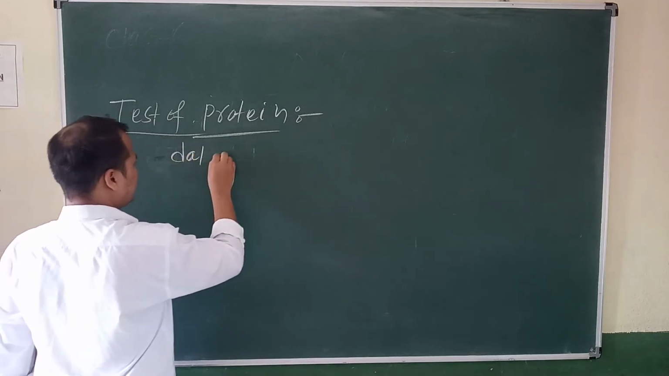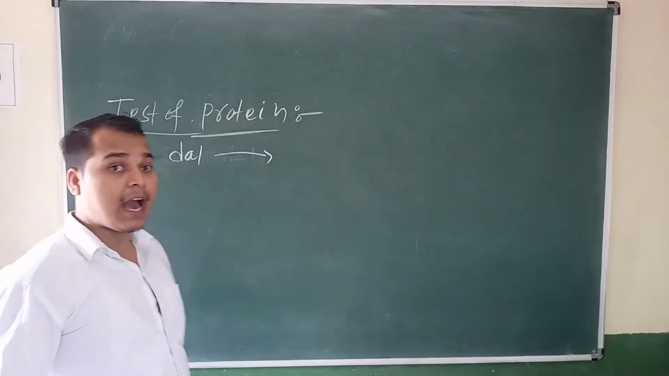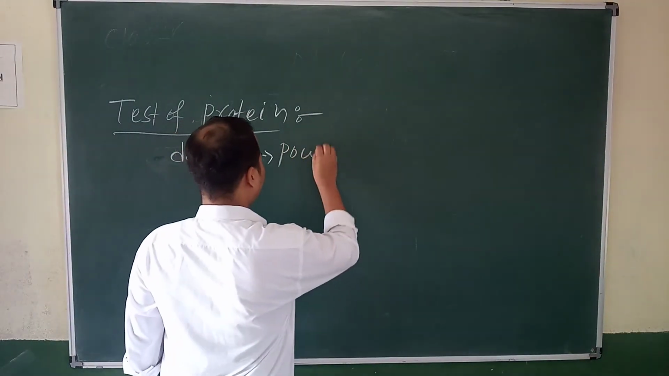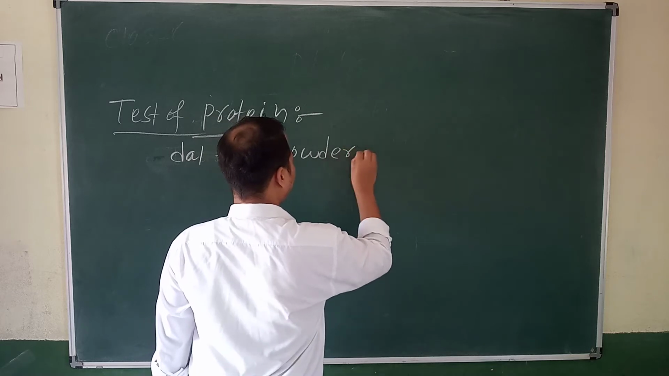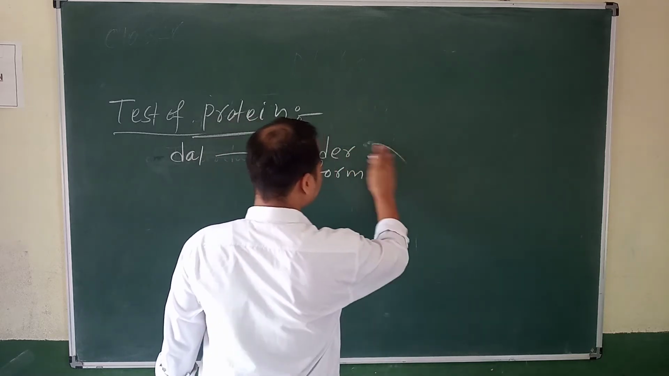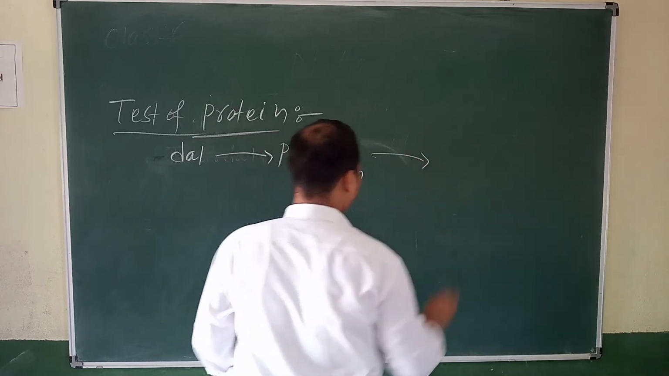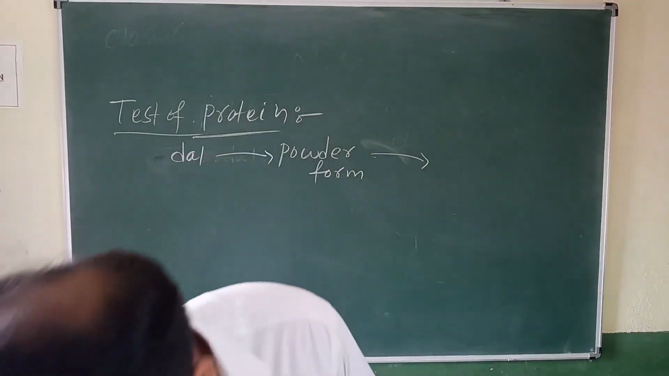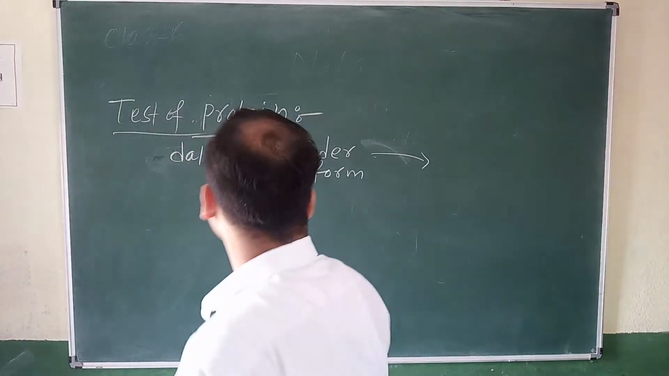So what will happen? From the dal, make powder form. Powder form. Yes or no? Then what to do? First make the powder form. Then what to do? Then take one test tube.